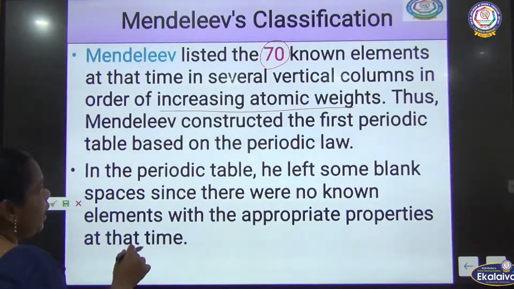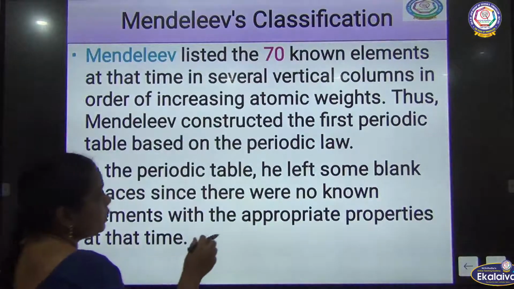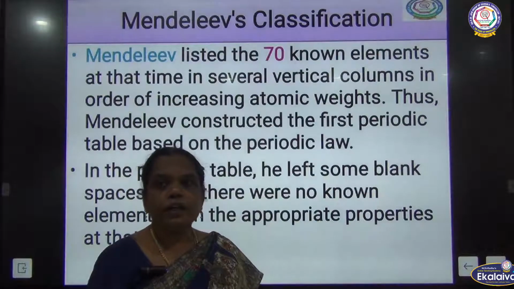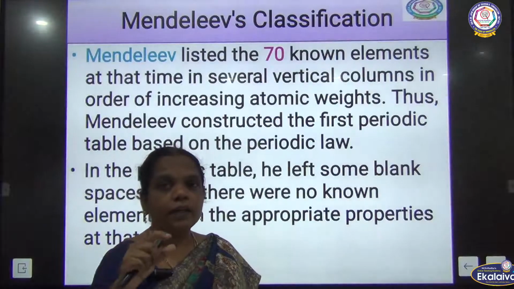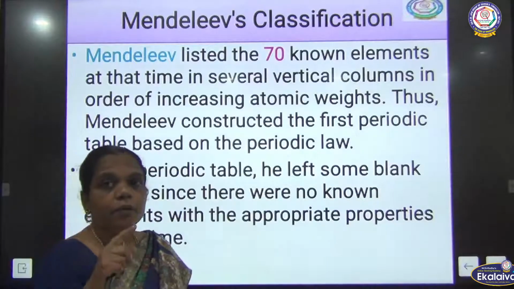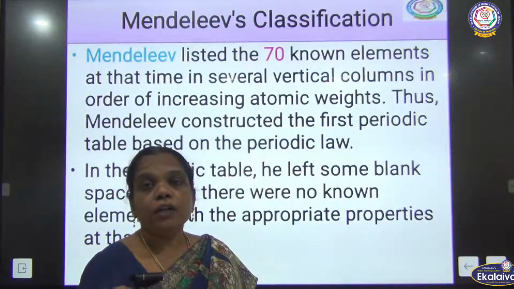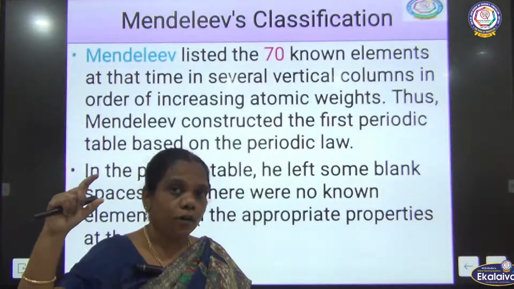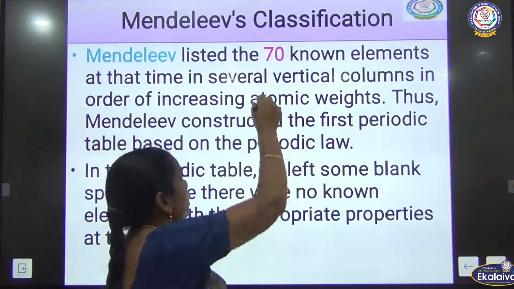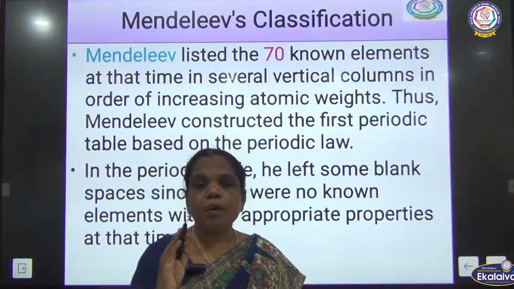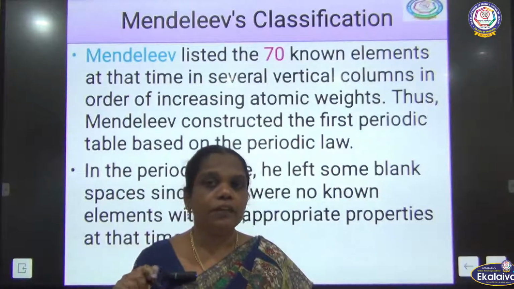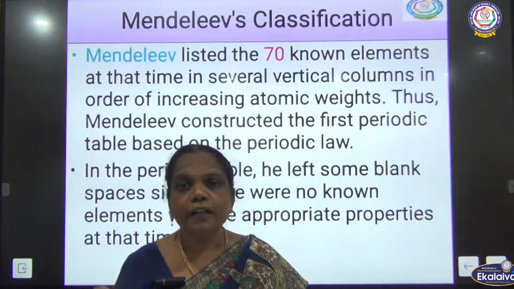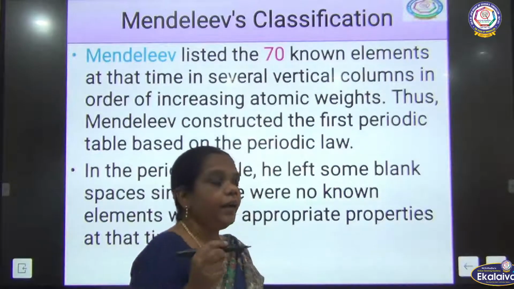So he proposed a table, and he left some blank spaces, because in future, if we discovered any element, we would be able to place the element in that place. He made some vertical columns, and in those columns he arranged the elements in increasing order of atomic mass, about only 70 elements. He left some blank spaces in the table so that if we find any new elements similar to that, we can fill in that space.